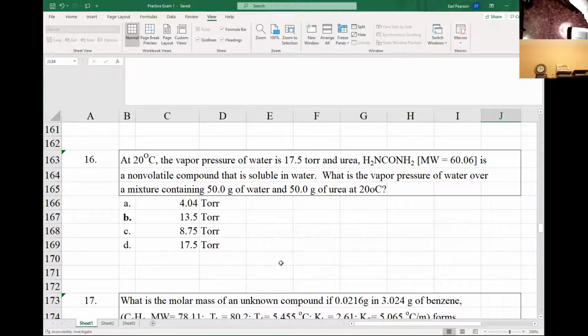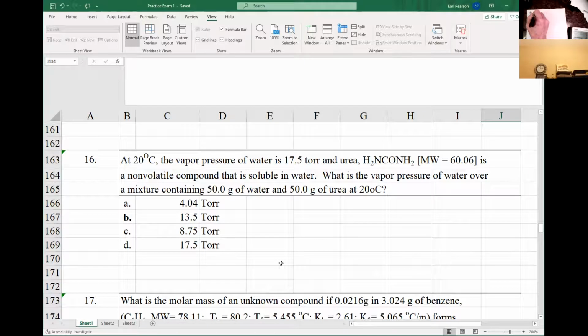All right. Right, we're ready for number 16. It's going to take a long time. We're at the halfway mark, but I wanted to take the time to carefully explain things with you as we went along. Okay, we're given the vapor pressure of water at some temperature is 17.5 torr, and we're given urea, that is a non-volatile compound that is soluble in water. We want to know what the vapor pressure of water is over a mixture containing 50 grams of water mixed with 50 grams of urea at that same temperature.